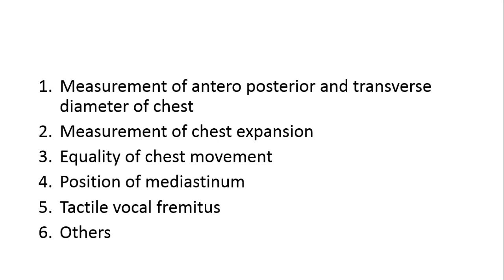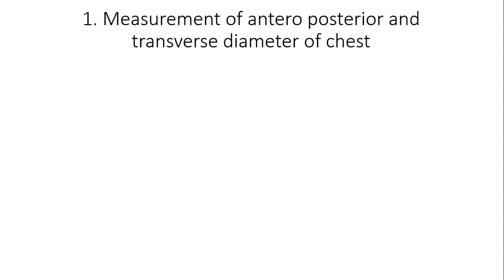First we describe measurement of anteroposterior and transverse diameter of chest, then measurement of chest expansion, then equality of chest movement, then position of mediastinum, then tactile local parameters, then some other findings for palpation. So first we describe measurement of AP and transverse diameter of chest. By measuring this diameter, we can confirm the size, shape and type of chest.